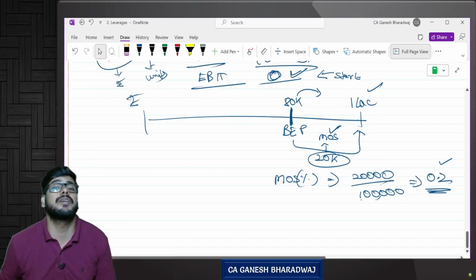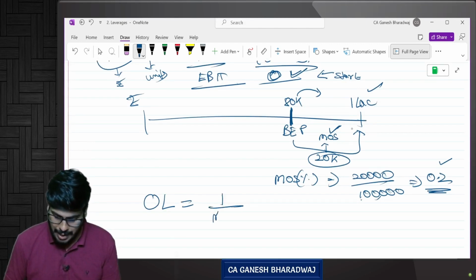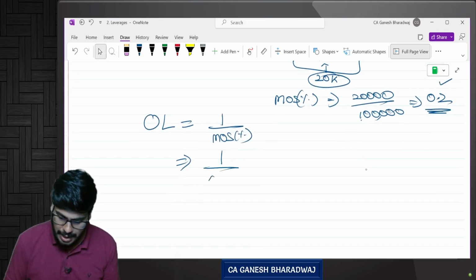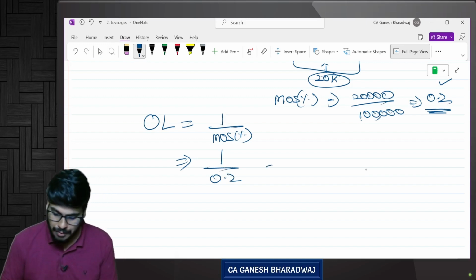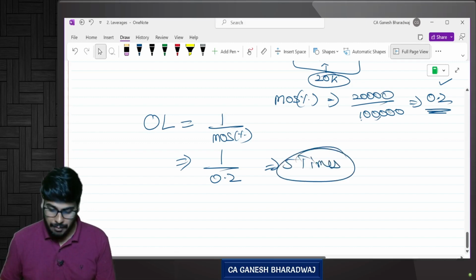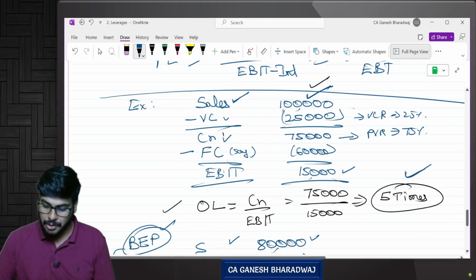Now what they have given, operating leverage is equal to 1 divided by margin of safety as a percentage. Now you try to apply this formula and see if you are getting the same answer. 1 divided by 0.2. How much is 1 divided by 0.2? It gives you 5 times. So this is the exact answer that we got in the beginning also. Yes, contribution divided by EBIT, if you do that, you are getting 5 times.